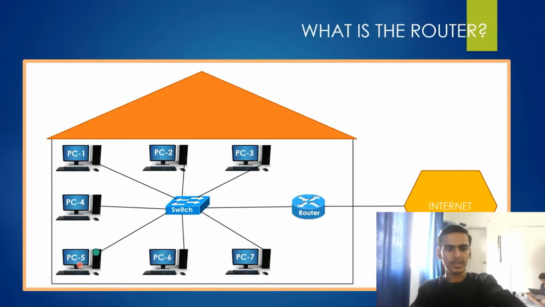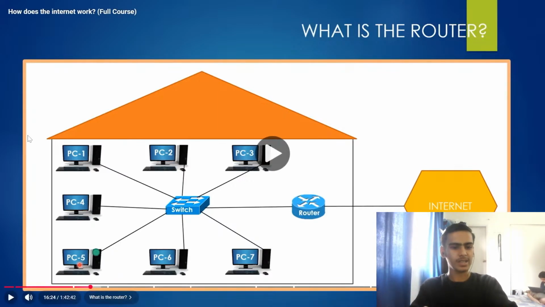A packet is basically any information or data we are sending from one PC to another using a switch, and the switch helps us. Like, PC1 wants to send some data to PC5, we send it from PC1 to the switch, and the switch sends that packet to PC5. That's how it travels.